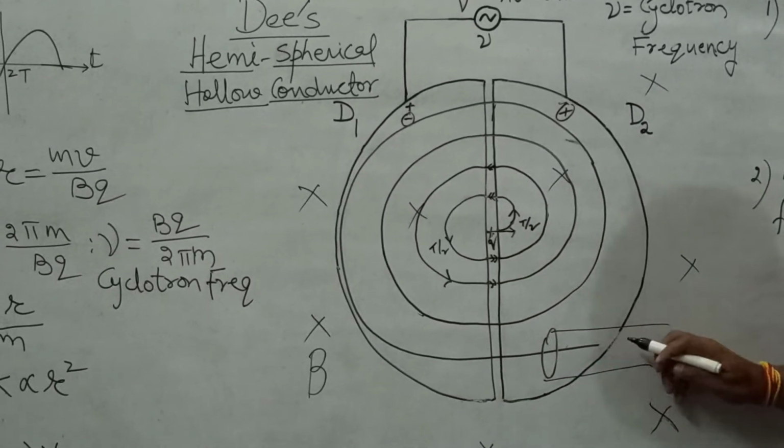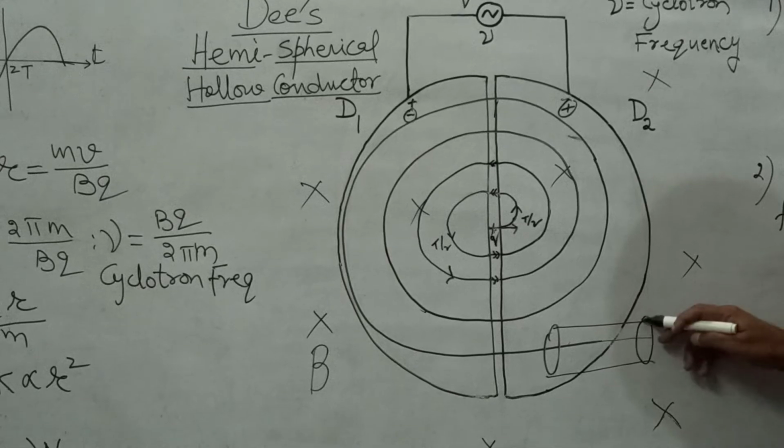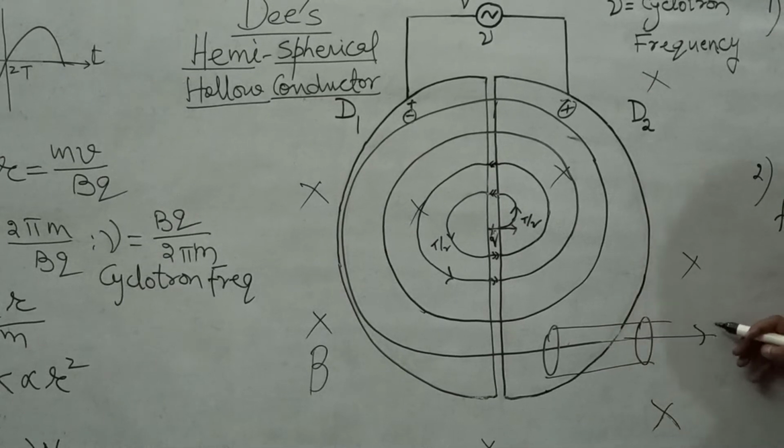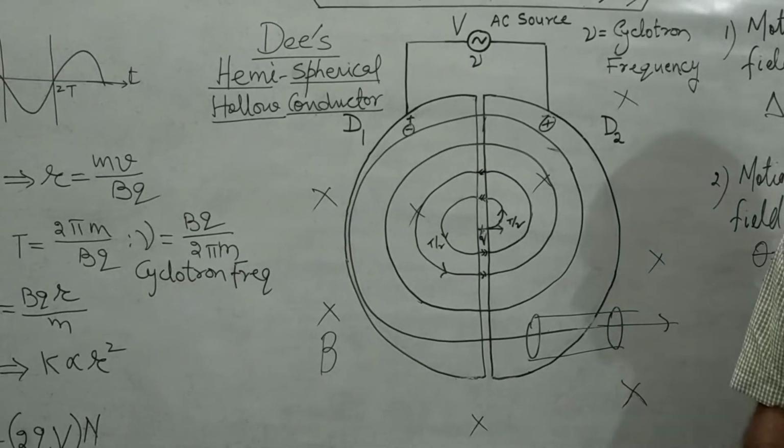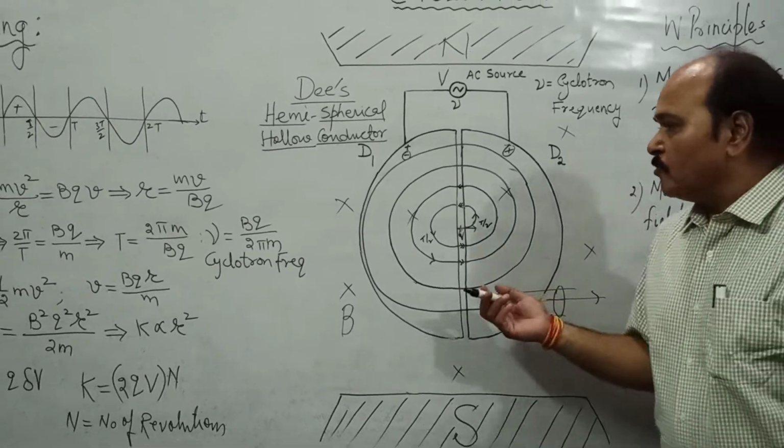We place them at an appropriate distance from the center. And as the charged particle comes from the exit, it has very high kinetic energy, which is of course the desirable kinetic energy. Now, see here.